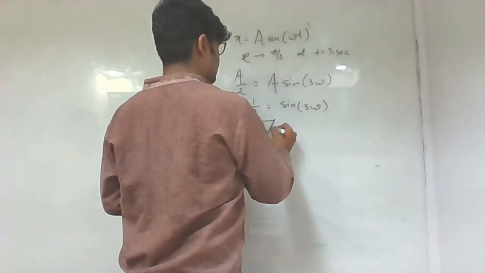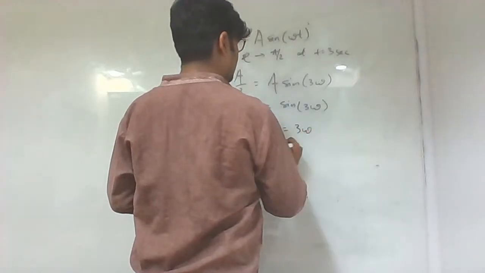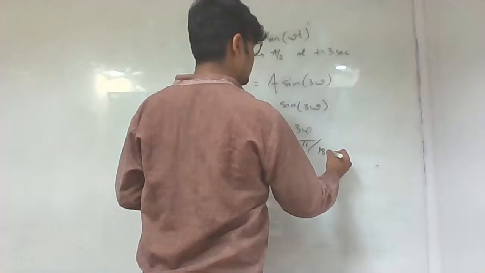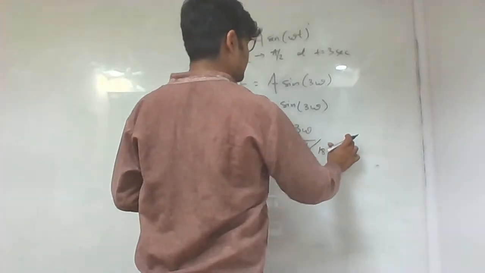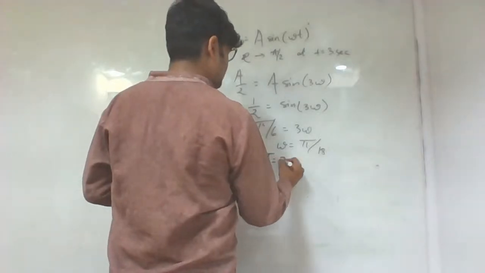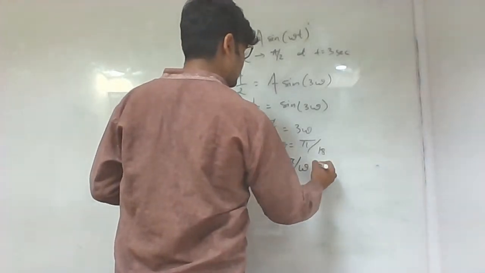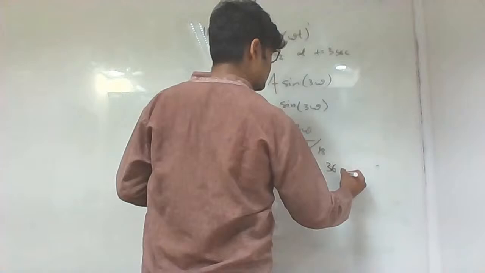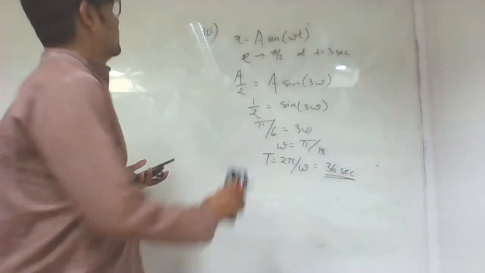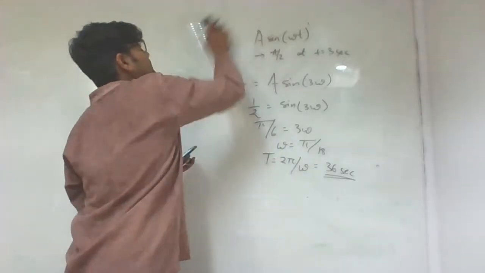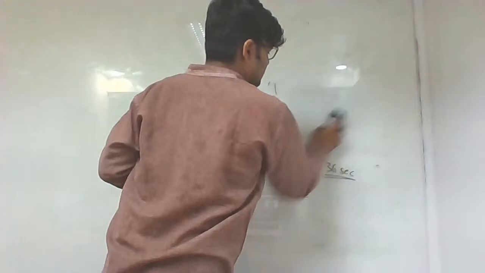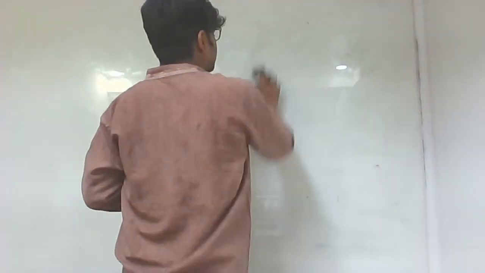Pi by 6 is 3 omega, so omega is pi by 18. Okay, time period is 2 pi upon omega, which is 36 seconds. So this is almost half your paper done now, at least the objective part.